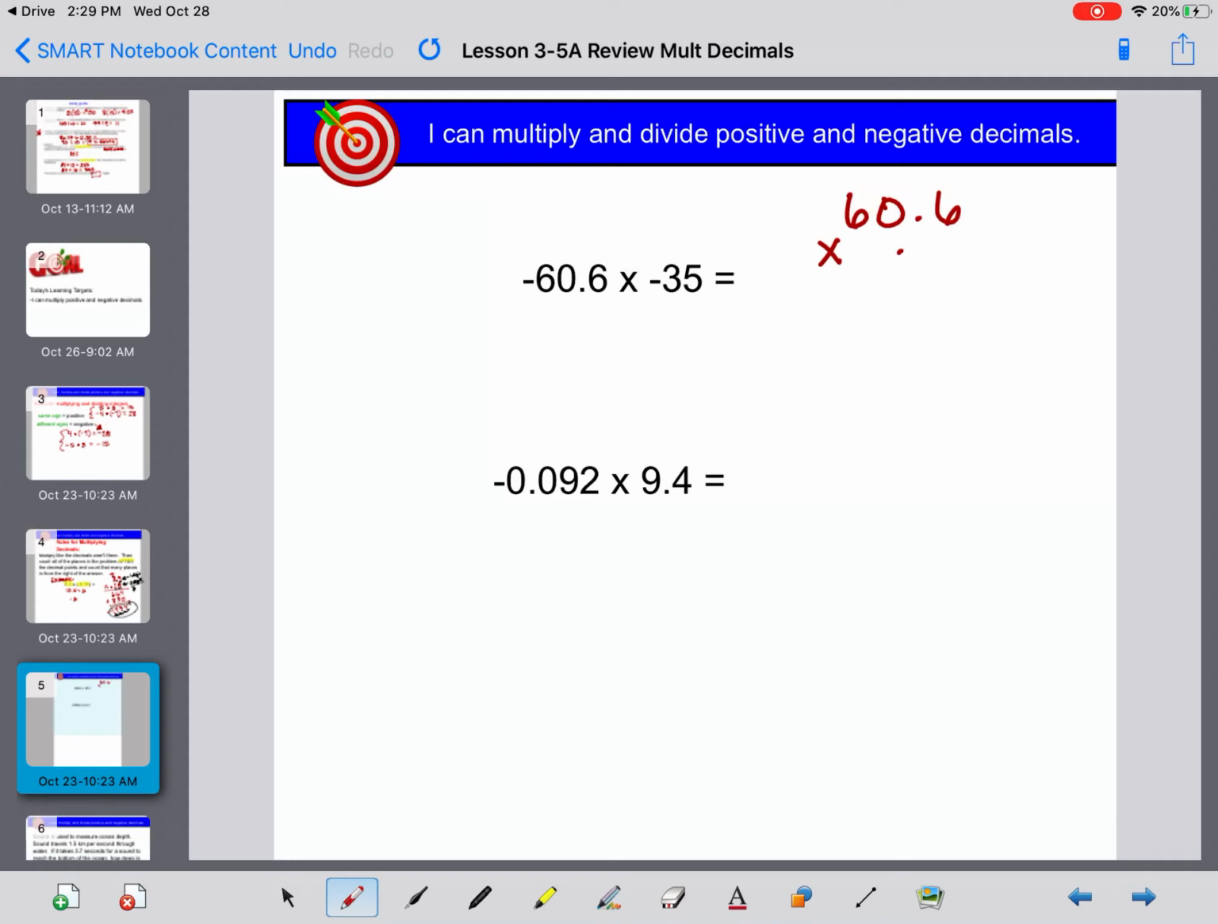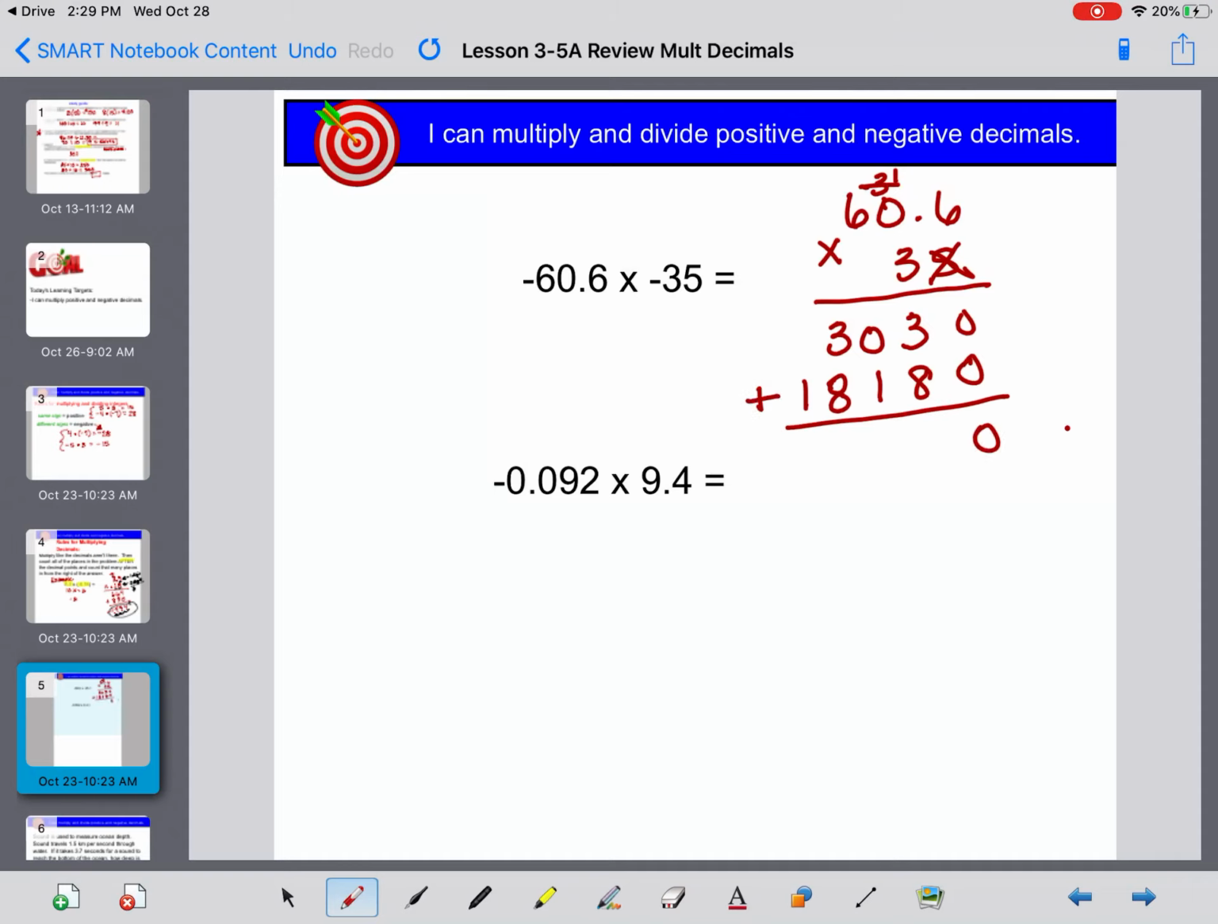60 6/10 times negative 35. Notice I did not line up that decimal point. Yours should look just like mine. 5 times 6 is 30. 5 times 0 is 0, plus 3 is 3. 5 times 6 is 30. I'm done with that 5. I put a 0 down, and then I start in with the 3. 3 times 6 is 18. Carry the 1. 3 times 0 is 0, plus 1 is 1. 3 times 6 is 18.